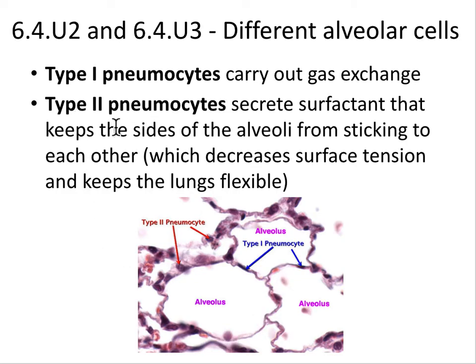Then there are type 2 pneumocytes, which secrete the surfactant that keeps the sides of the alveoli from sticking to each other, so it's decreasing the surface tension. This is super important to keeping the lungs flexible, like I said, and allowing for gas exchange in the slide before. So they're what release that moisture, and type 1 pneumocytes are what allow for the gas exchange. You're going to need to memorize those.